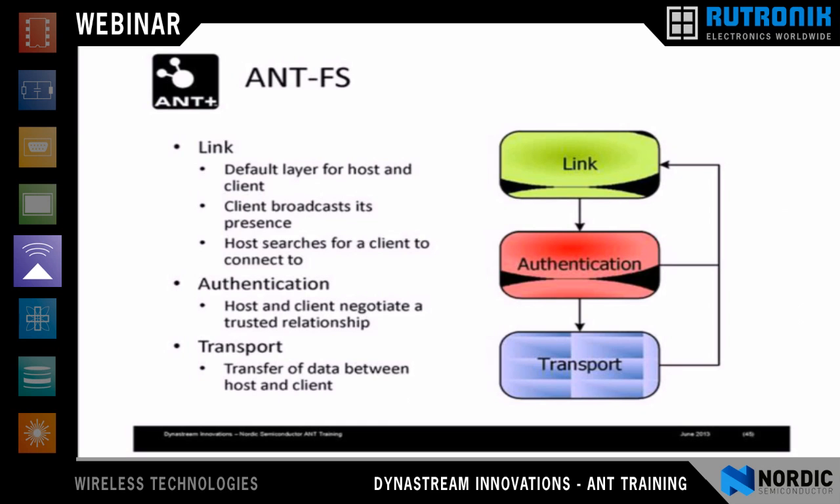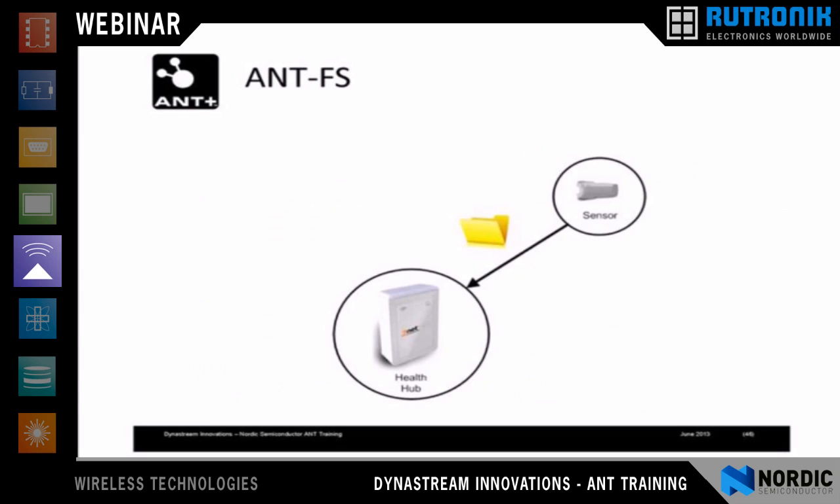So you have 3 different layers of communication. You have your link layer, which is a fairly automated process. Your authentication process is a choice of 3 different levels: just pass-through, a pairing mechanism that's initiated by the user, where you push a button in order to connect, or a full secure connection using a hash value in between to make a unique connection between those 2 devices. And then you move on to a transport layer, which is when you start to transfer your data.